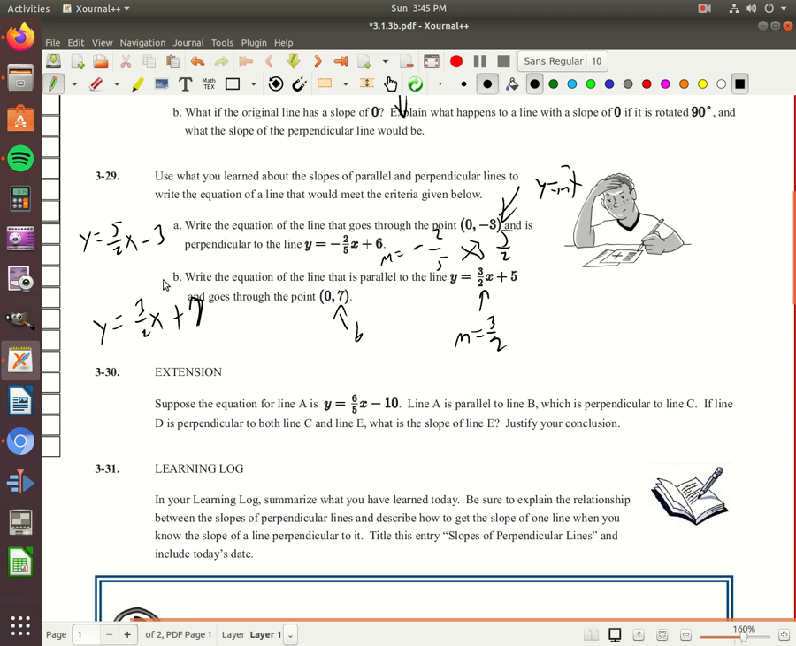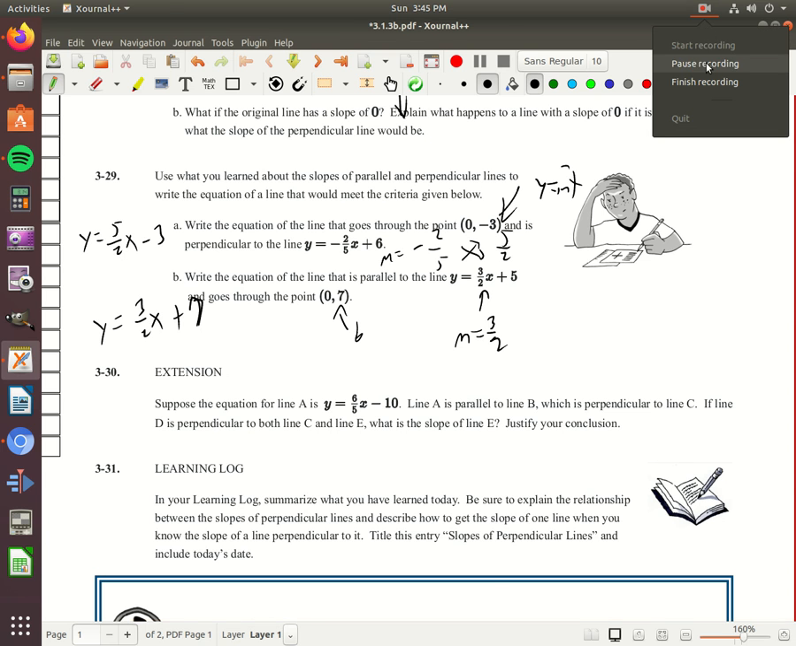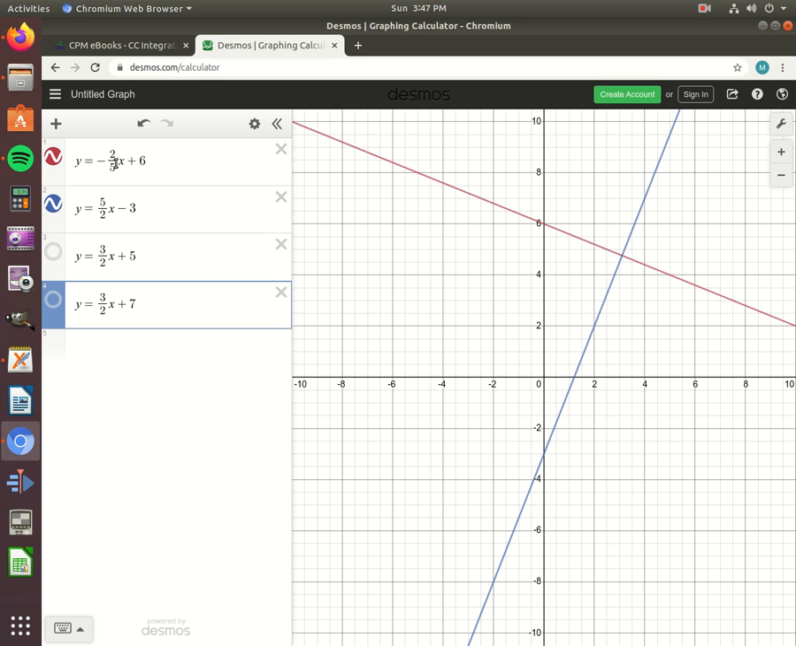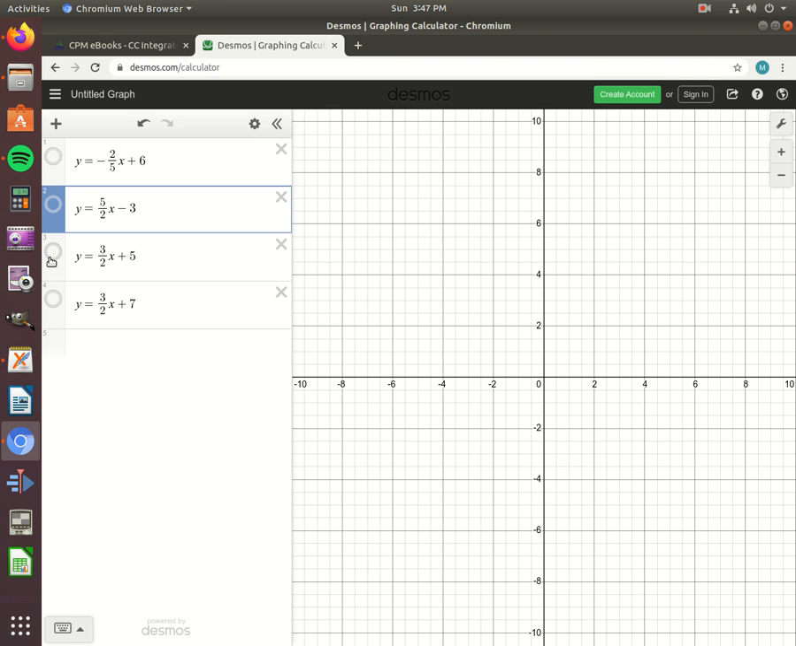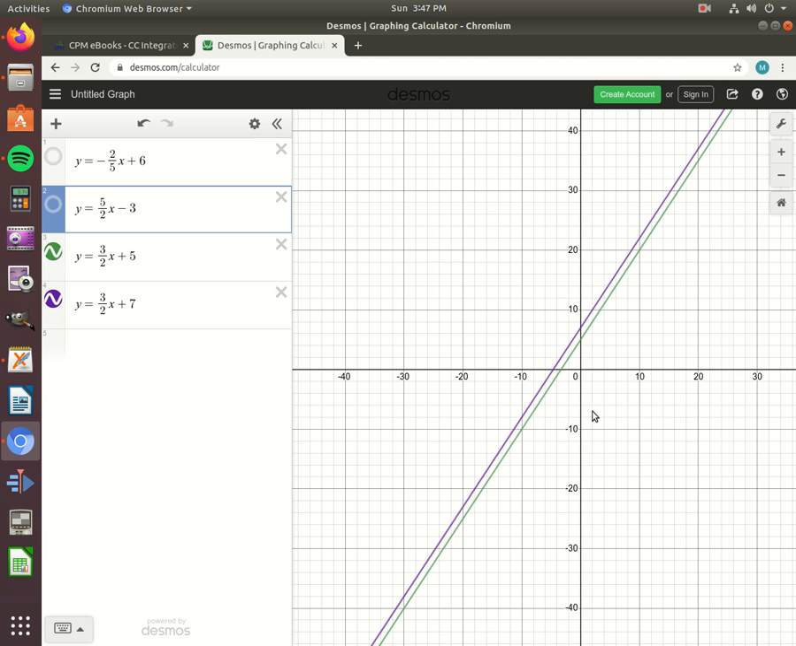So let me throw these in Desmos just to verify that. They asked us to get the perpendicular line that goes through negative 3. So you can see this goes through negative 3. And you can see it definitely looks like it makes a corner right there. So that definitely looks like 90-degree angles. The second one told us to get a line that was parallel to this one that went through 7. And you can see those do look parallel. I zoom back, they never touch, right? And it does have a y-intercept of 7 there. So that's what that looks like.